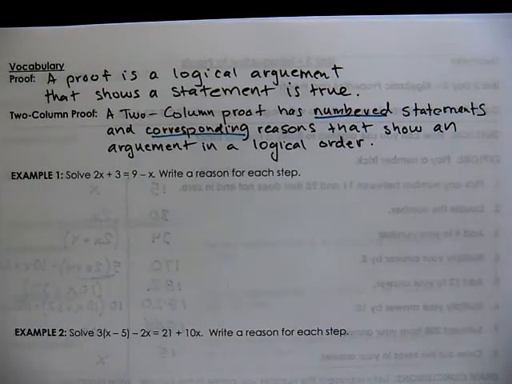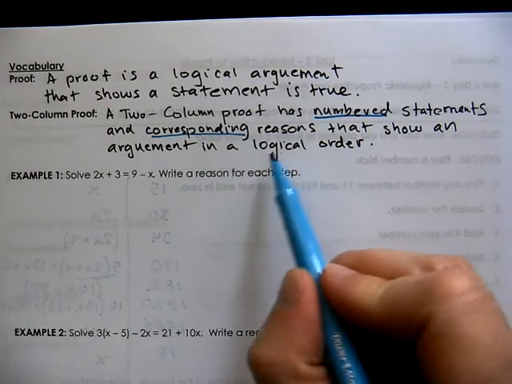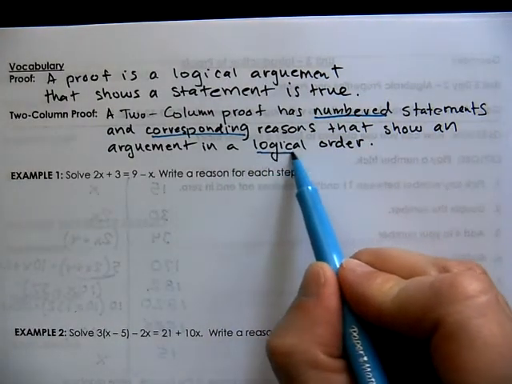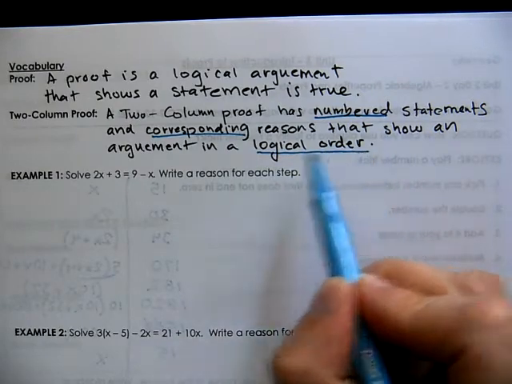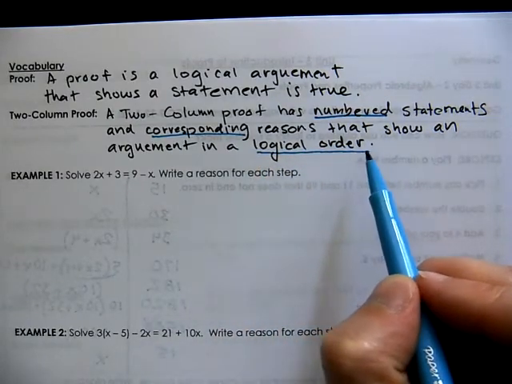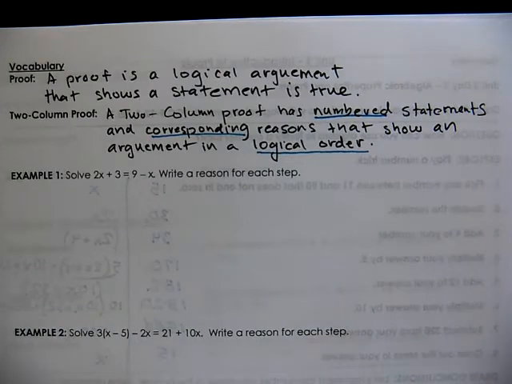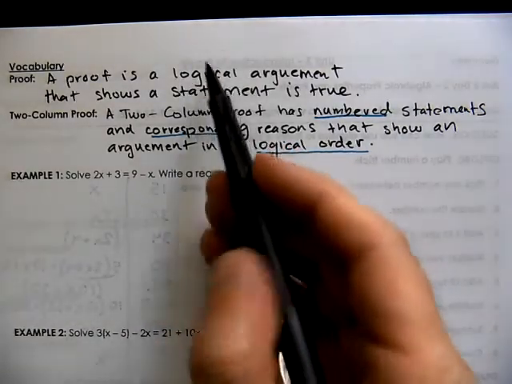Now when we do a proof, there has to be a logical order. You can't just throw ideas down in any order you want. No, they have to chain together to make a cause and effect, cause and effect, cause and effect pattern, and that's what builds the proof and shows it as true. So that's why we mean logical.